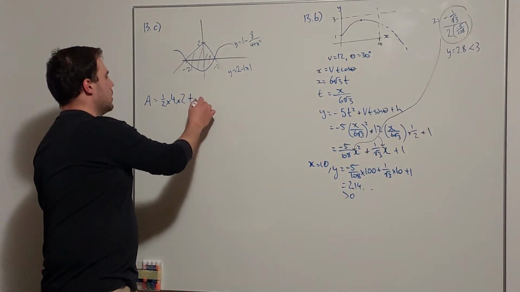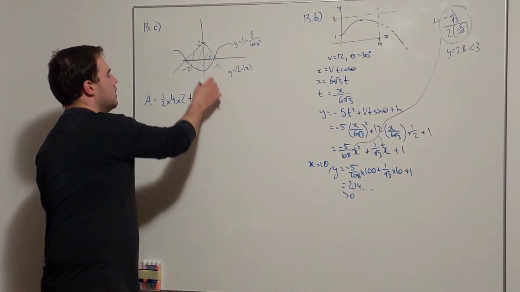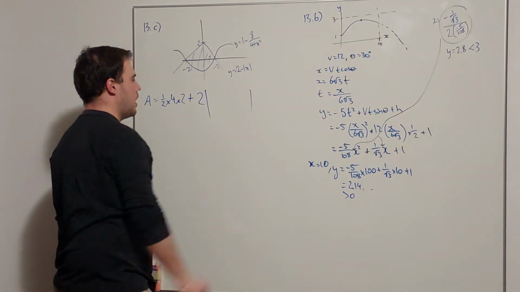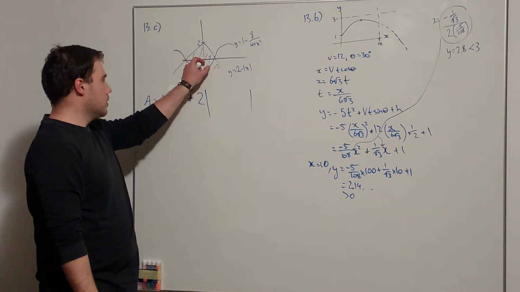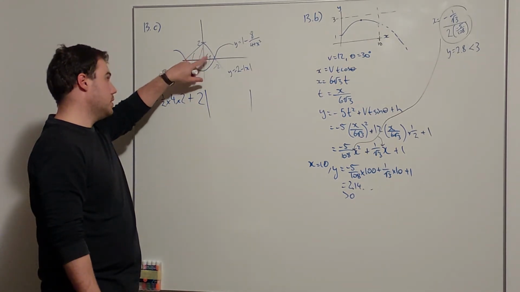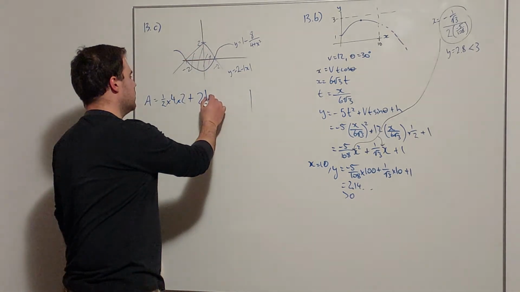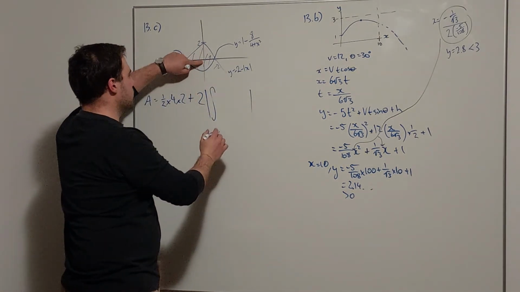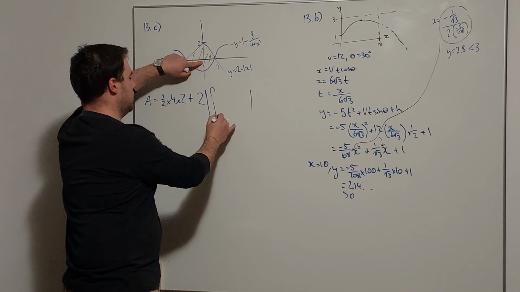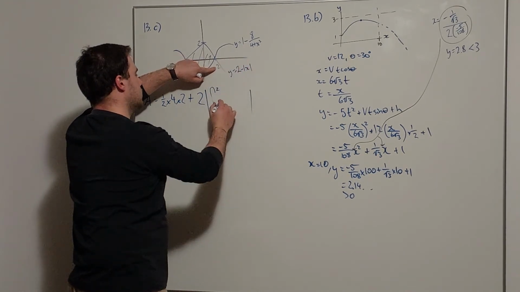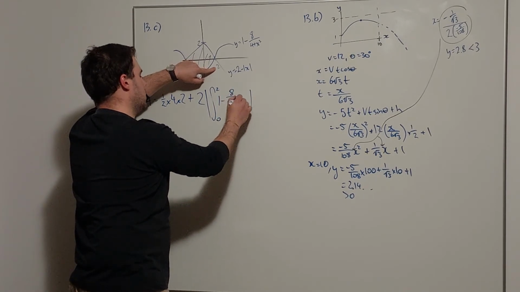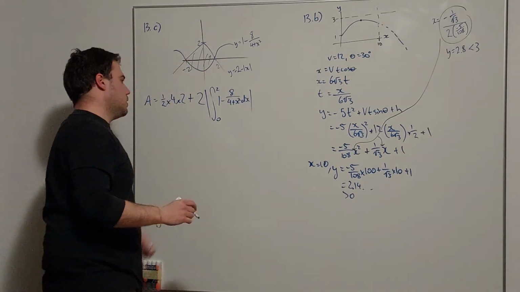Okay, and then we're going to have 2 lots of this bit here. Because it's below the x-axis, we'll need to take the absolute value of it, to find the size of that area, since the signed area will be negative. That bit there will be the integral from 0 to 2 of 1 minus 8 on 4 plus x squared dx.